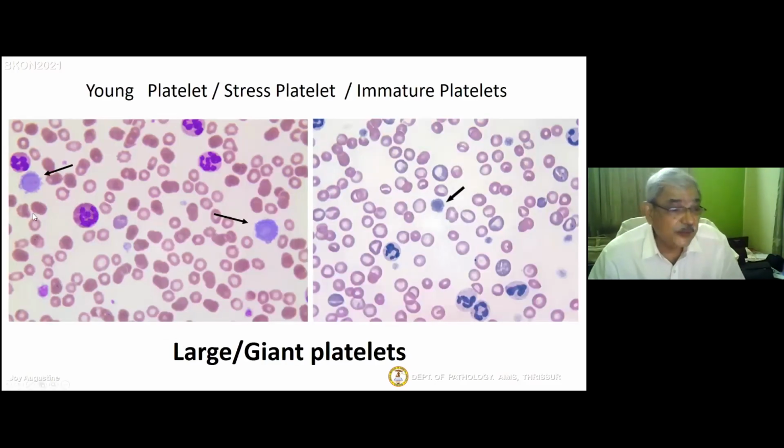Now, these are the pictures of the so-called immature platelets, where they are blue in color, and you can see that they're blue because they have a larger amount of RNA. Please do remember one point which I did not mention. This immature platelet fraction, or these immature or young platelets or stress platelets, can only be recognized in a 6-part or a 7-part cell counter. So you can't get it in the conventional 3-part and 5-part counters.